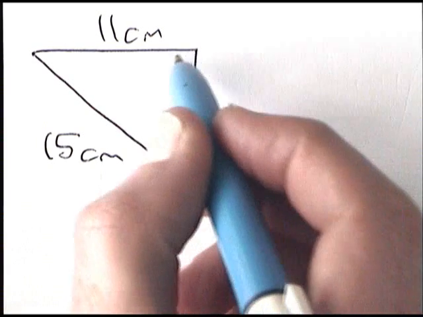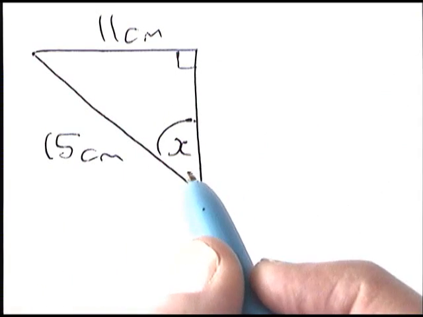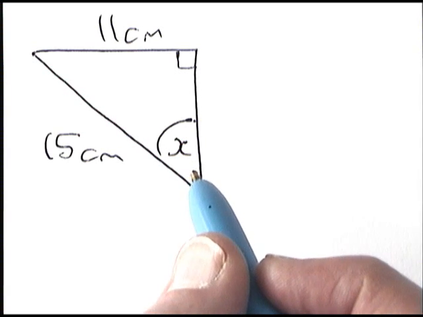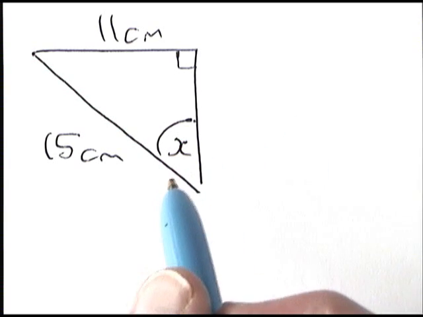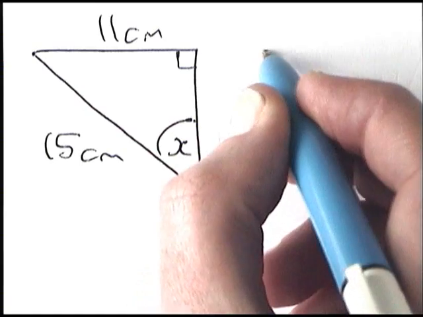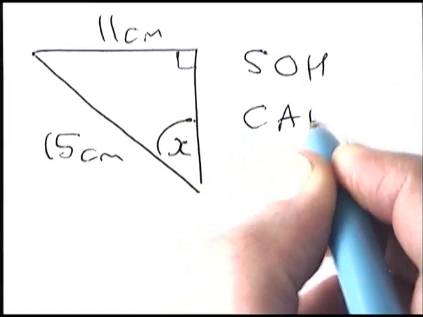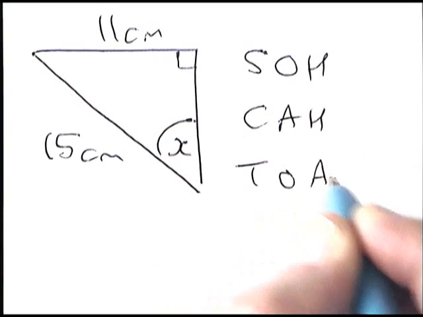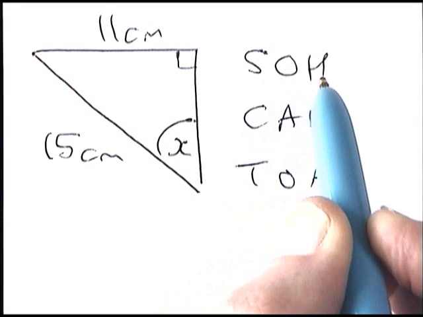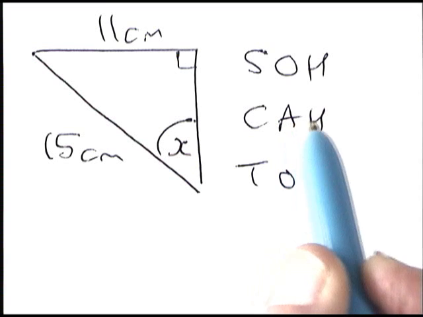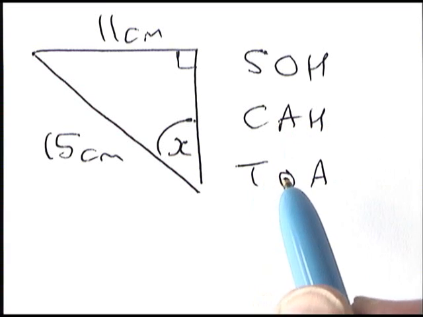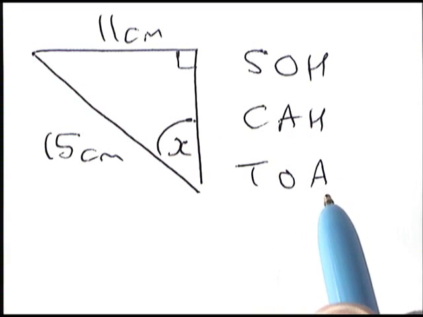In this question, we've got a right-angled triangle, and we've got to find the size of angle x. It's using trigonometry, which is sine, cos, and tan, and you need to remember which way these work. Sine is opposite over hypotenuse, cos is adjacent over hypotenuse, and tan is opposite divided by adjacent.